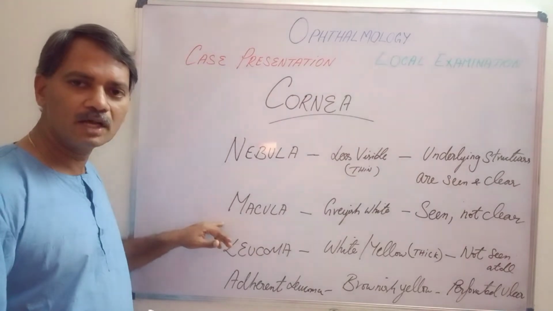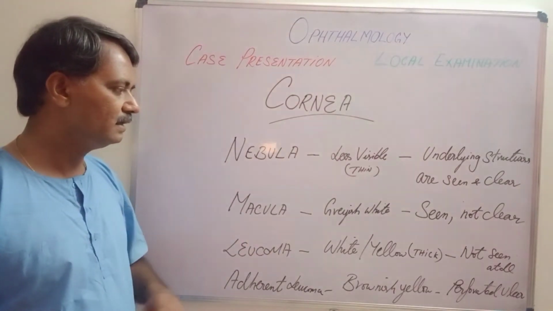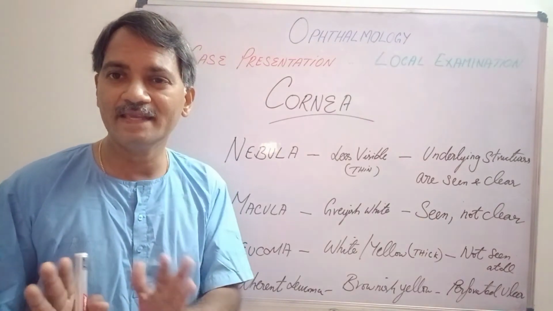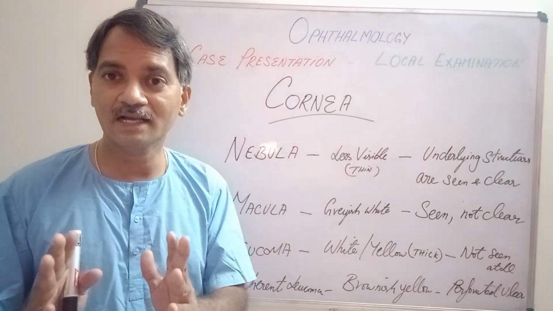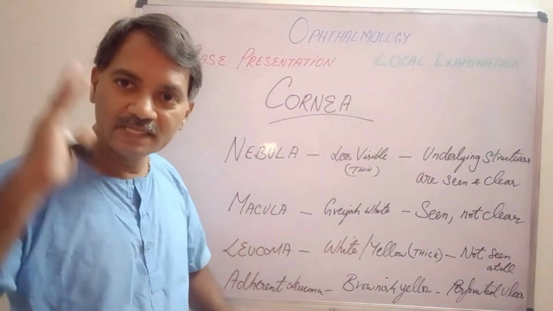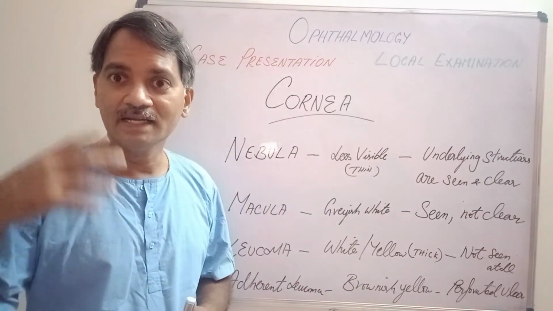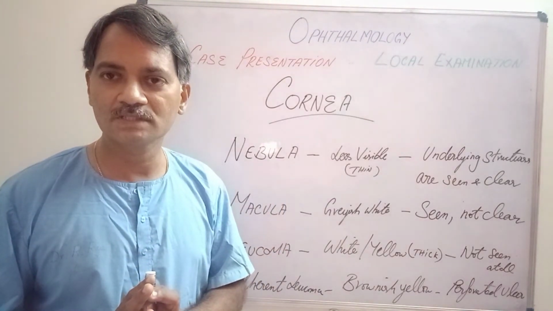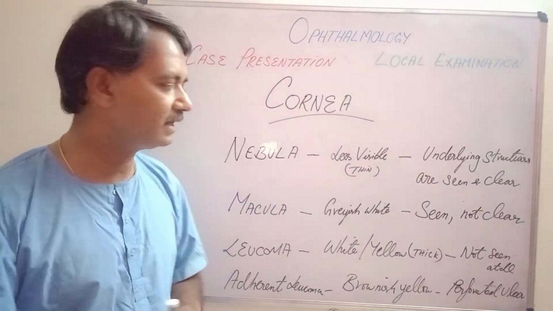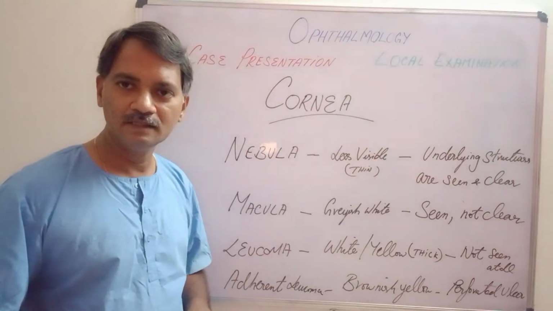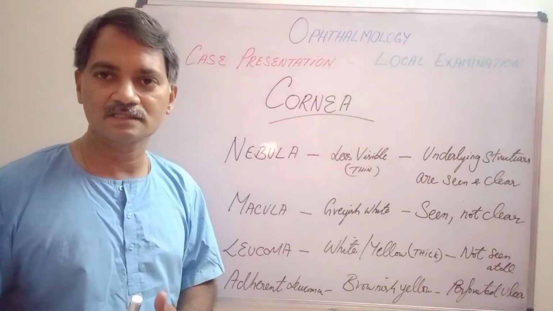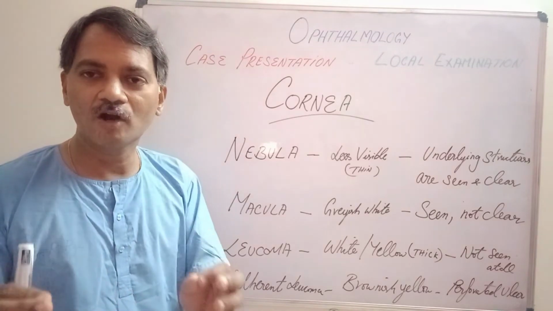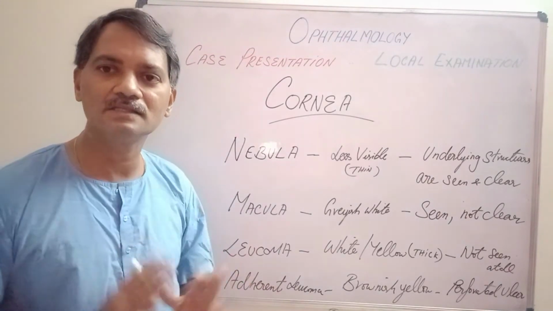Next, coming to the macular type of corneal opacity, the opacity is visible to our naked eyes. It is slightly greyish white in color. It is just like a cloud. You have seen clouds in the sky. If the sun is behind the cloud, you can see a yellowish color to the clouds, but the sun will not be visible. Similar to that, in macular corneal opacity, you can see the underlying structures. You can see the iris, you can see the lens, but the details are not clearly seen.